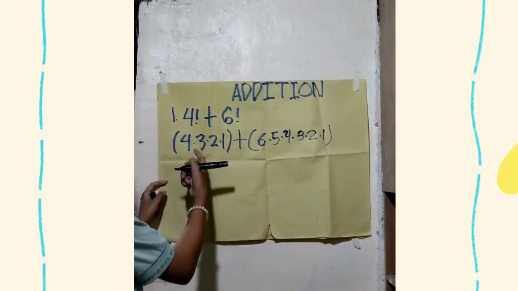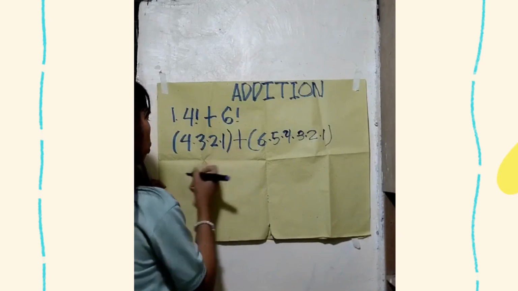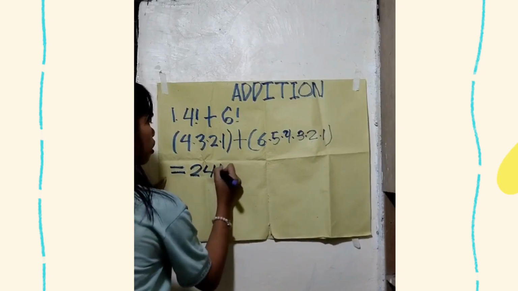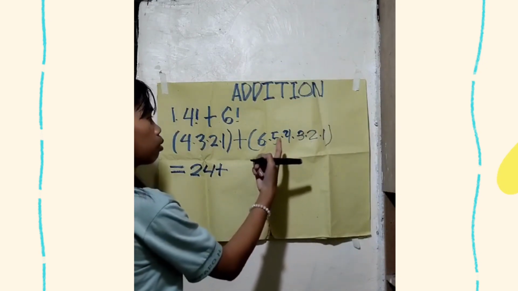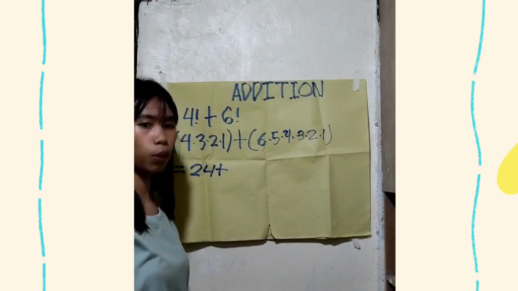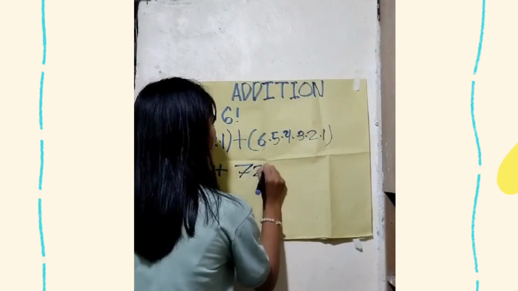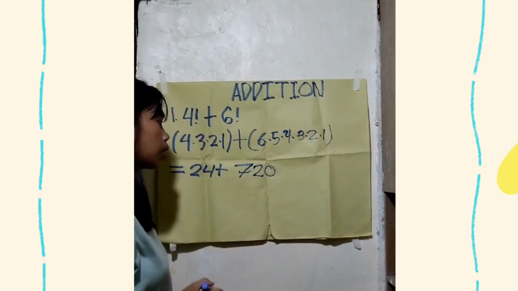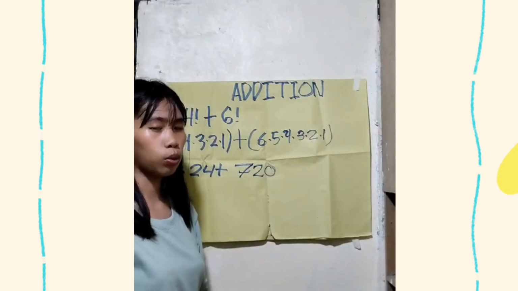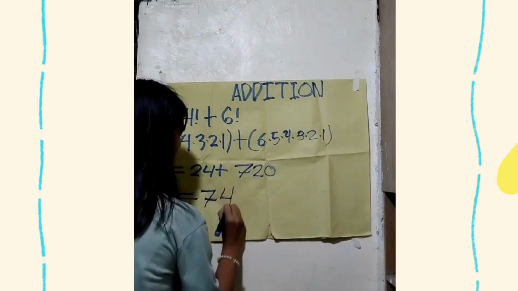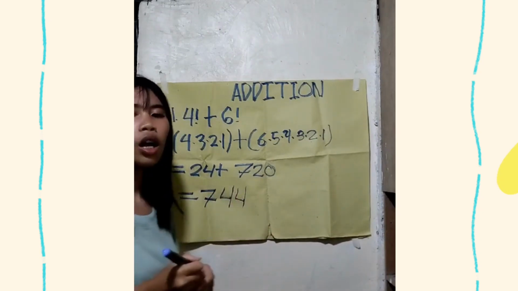4 times 3 times 2 times 1 is equal to 24, plus 6 times 5 times 4 times 3 times 2 times 1 is equal to 720. So 24 plus 720 is equal to 744. Ganun lamang kasimple ang mag-solve ng factorial notation sa may addition.